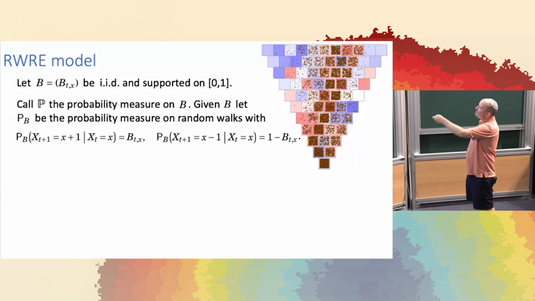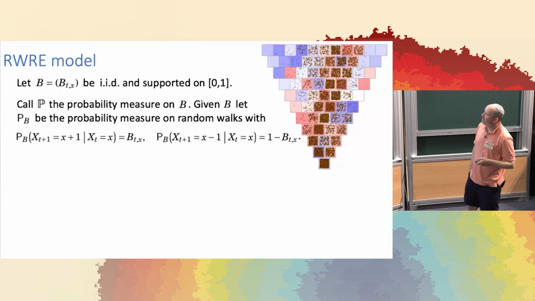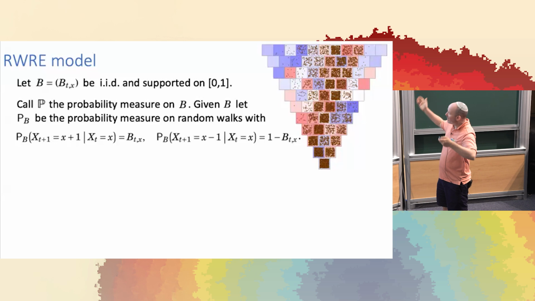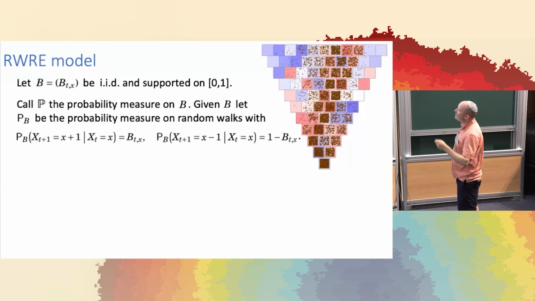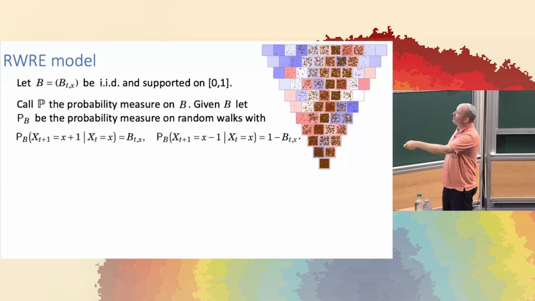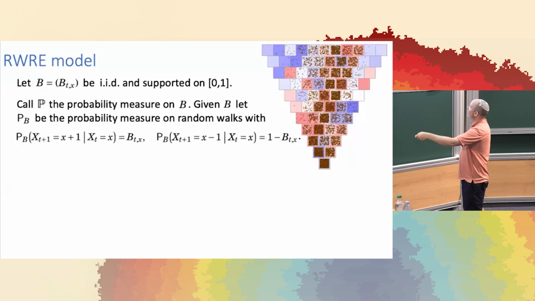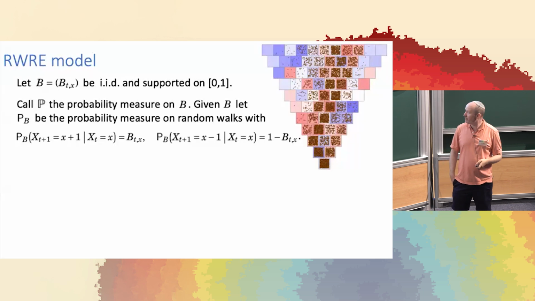If I am given an environment B, I'm going to let this sans serif P sub B represent the probability measure of random walks, so many random walks potentially, given that environment. So given the picture here, you should think of this as one instance of the environment. Now I can sample a random walk in that environment. And the way I sample it is, if my random walk is at position x at time t, I increase by 1 with probability b_{t,x}, and I decrease by 1 with probability 1 minus b_{t,x}. This is just the biased coin that I'm using. Okay?